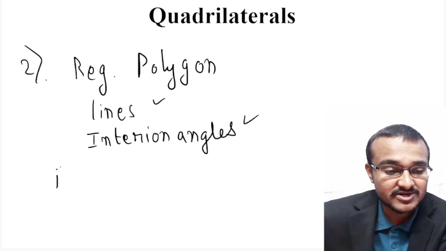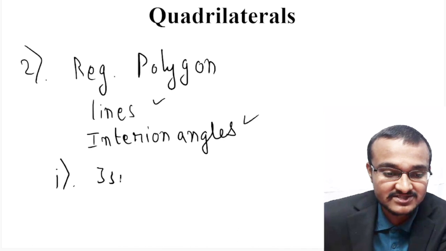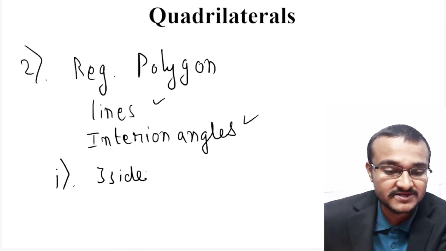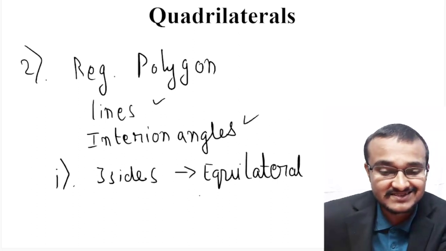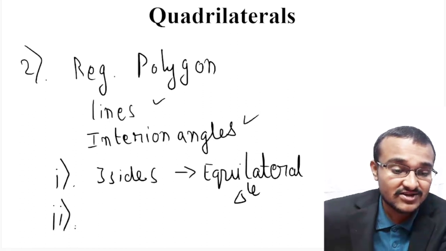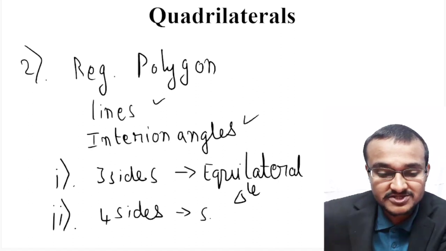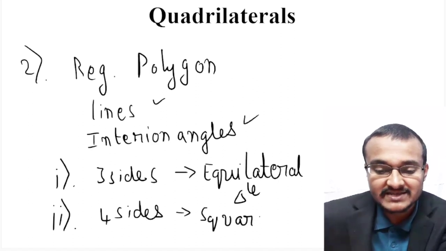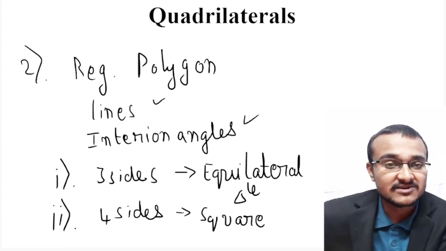Coming to the second part of this particular second question, they have asked the name of a regular polygon with three sides. This is the first question in this second question. A regular polygon with three sides is known as an equilateral triangle. Similarly, a regular polygon with four sides is known as a square, because a square has four line segments. At the same time, it has equal line segments and equal interior angles.